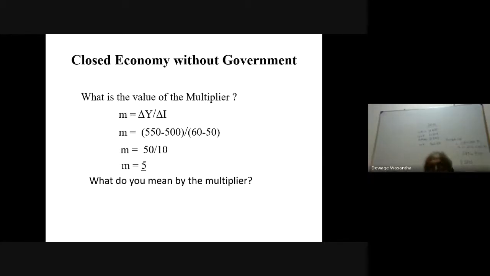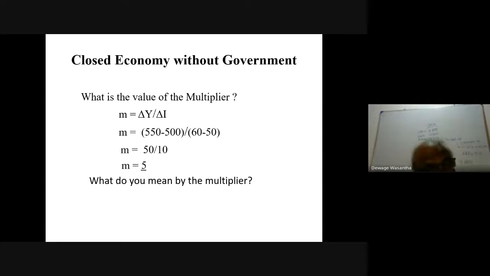If the multiplier is, let's say, 10, what does that mean? If investment increases by 1 billion, GDP increases by 10 billion. If the multiplier is 5 and investment increases by 1 billion, GDP will increase by 5 billion. If investment increases by 10 billion, GDP will increase by 50 billion. That is very interesting. But again, you can analyze this multiplier in the context of the current situation.